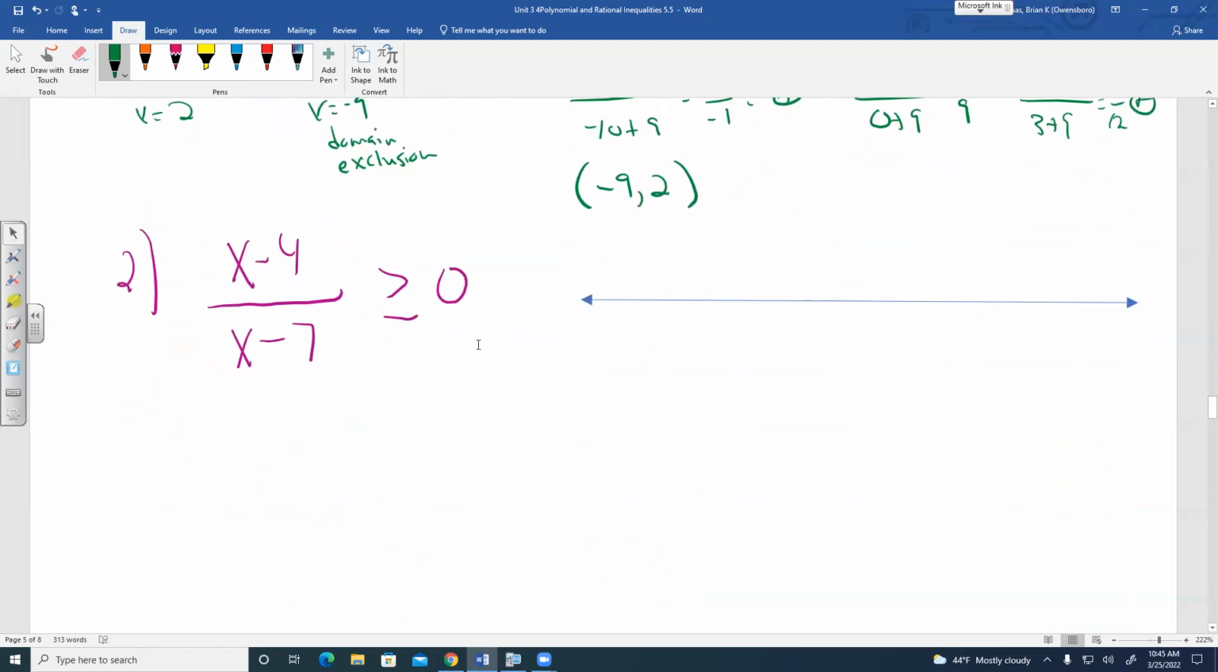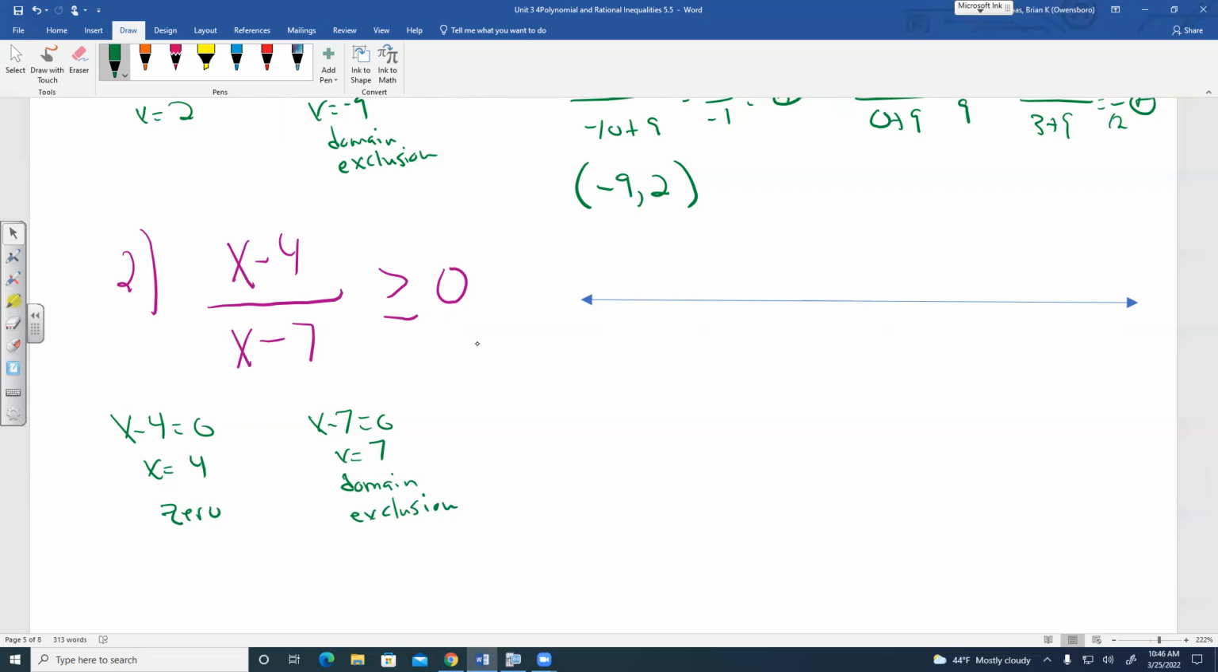So if I have this problem right here, again, we have x minus 4 over x minus 7. So to find the 0, I'd be setting the numerator equal to 0. So x minus 4 equal to 0. X equals 4, that would be called a 0. That's what makes the function 0. So if I set x minus 7 equal to 0, I get x equals 7, and that's going to be a domain restriction. So that's got to be excluded. So that's not going to be part of our answer.